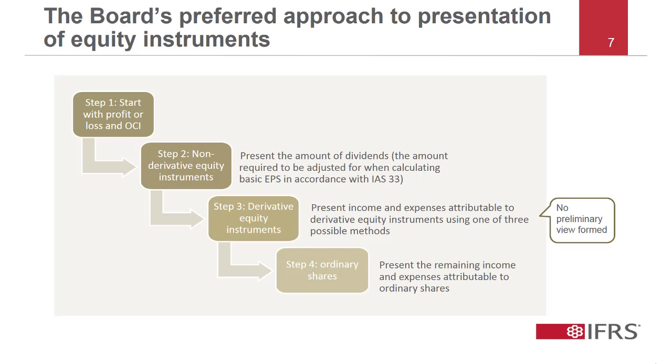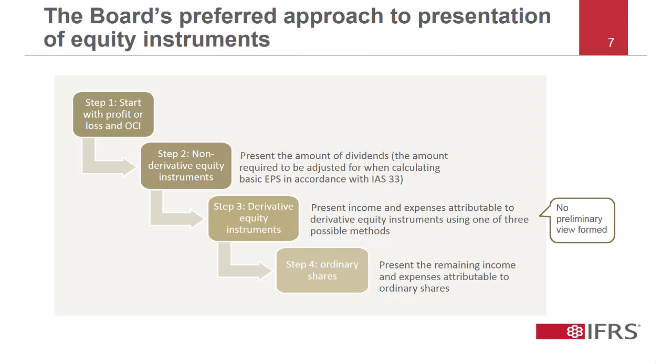So the board has explored different ways to provide more information about equity instruments. In particular, how profit or loss and other comprehensive income of the entity is distributed amongst different classes of equity instruments. For non-derivative equity instruments, such as preference shares, the board's preferred approach is to present in the statement of financial performance the amount required to be adjusted for when calculating basic EPS as per IAS 33.